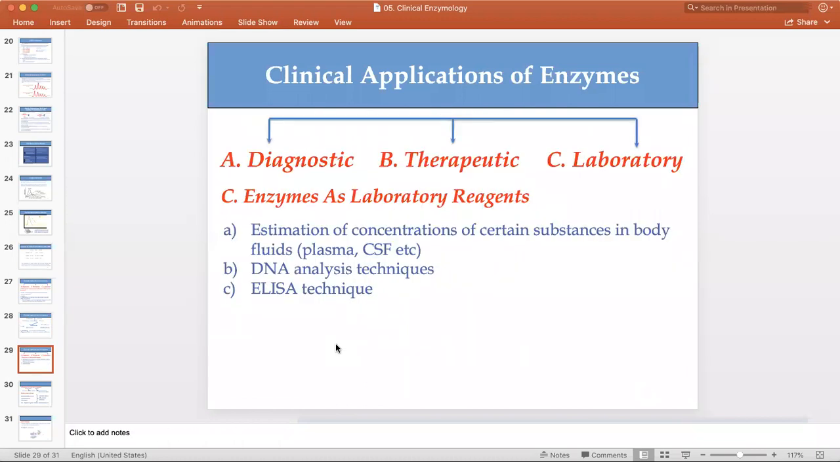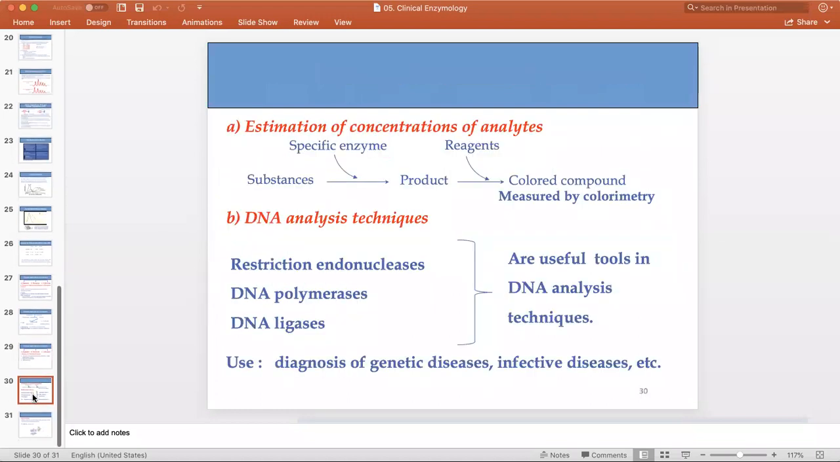Now, the third application of enzymes is your laboratory. So they are used in labs for specific functions, like estimation of concentration of certain substances in body fluids, like in plasma, CSF, etc. So we use the enzymes and then we see how much of the specific substance is present. They are used in DNA analysis techniques, like we use your endonucleases, the restriction endonucleases. We have polymerases that we use. So these are enzymes. They are just used for your DNA analysis. Then we have the ELISA technique.